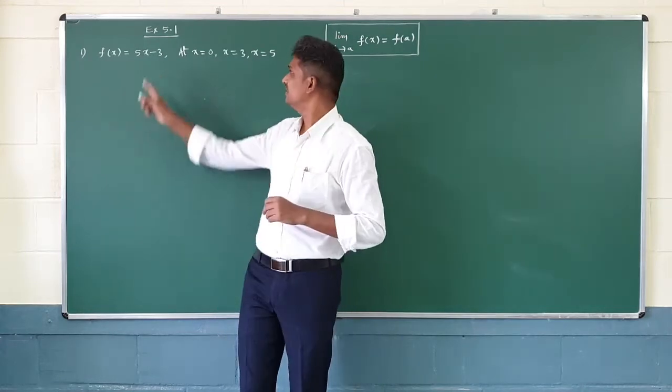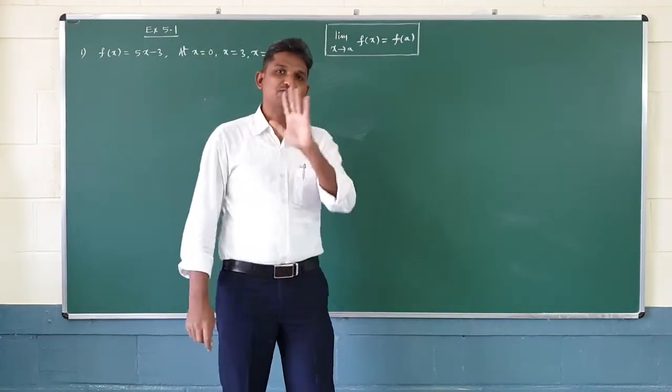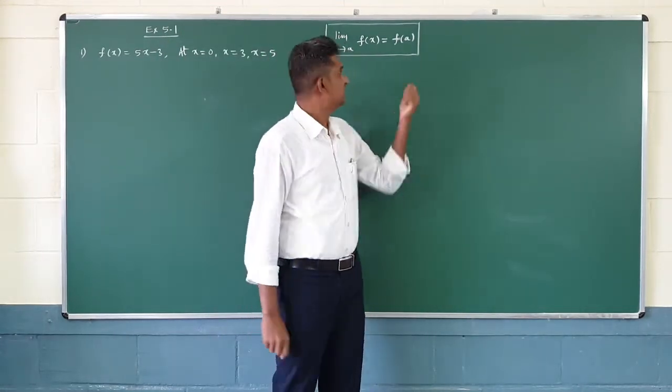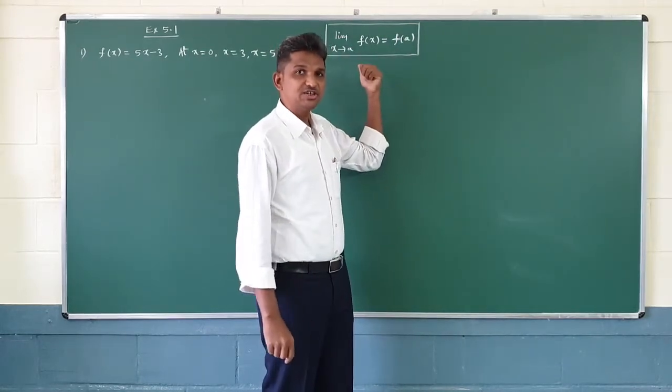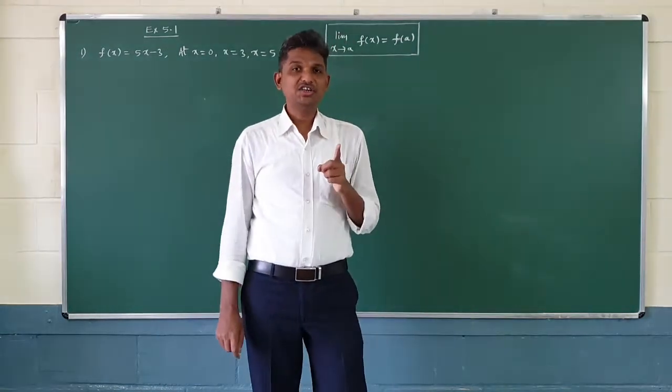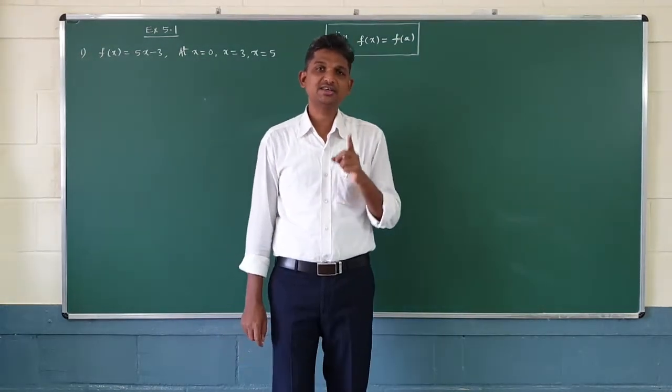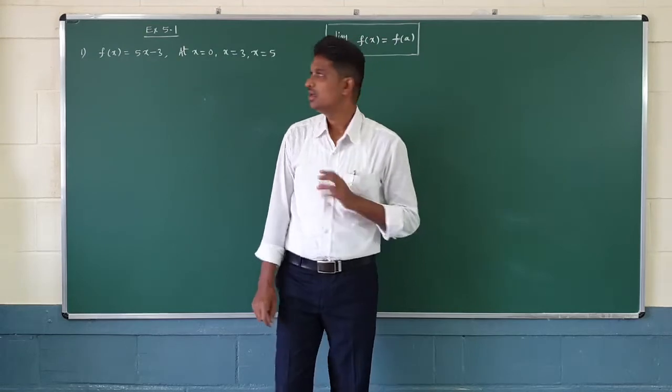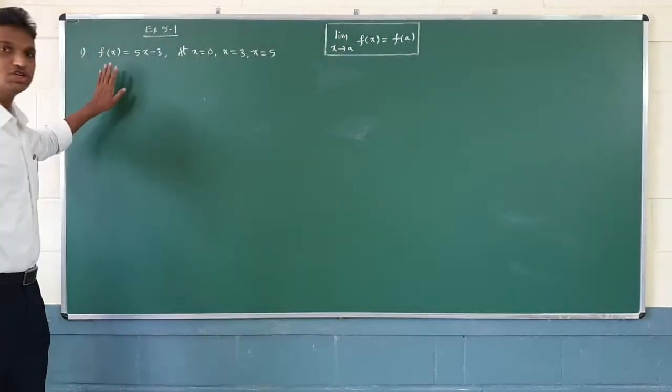For this complete exercise number 5.1, this is the only formula we have. What is this? If the limit as x approaches a of f of x equals f of a, then we say the function is continuous at x equal to a. Okay, now you see this first question.